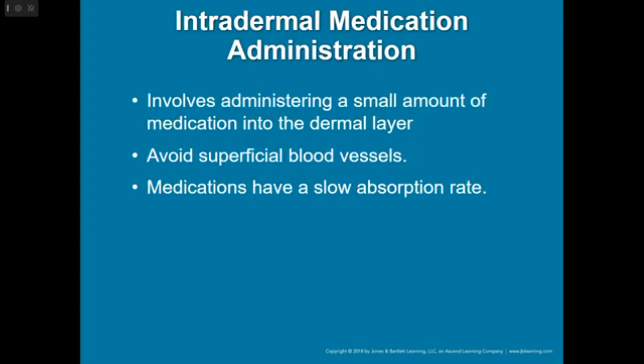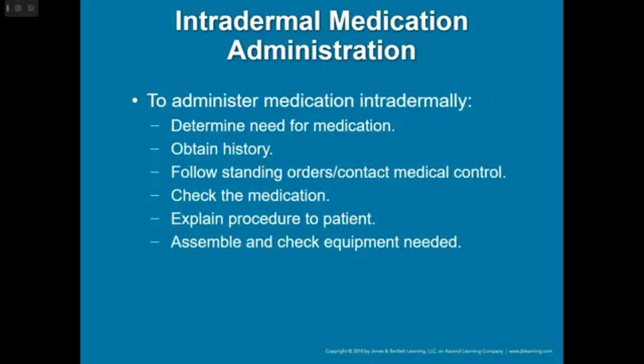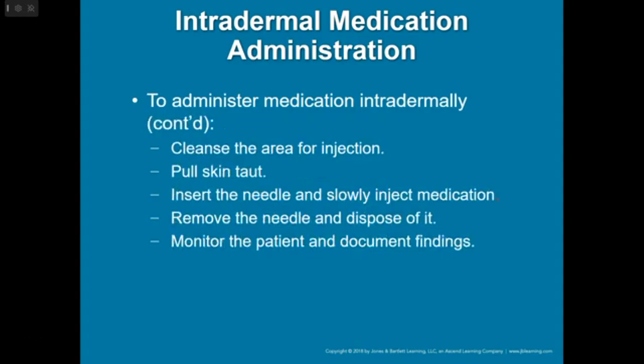Intradermal involves administering a small amount of medication into the dermal layer, just below the skin. If you're getting the TB test, it's going to be intradermal. It has a slow absorption rate. Of course, check your 10 rights. Cleanse the area, pull the skin tight, insert the needle at a relatively low angle, 10 to 15 degrees, just underneath the skin. Slowly inject the medication.